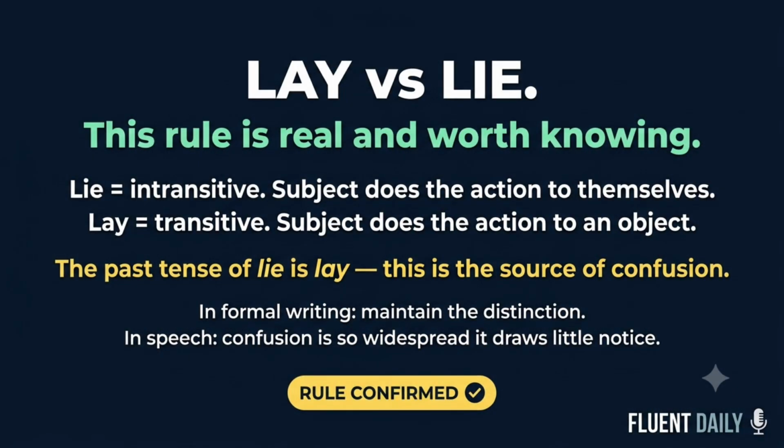Lie is intransitive. The subject does the action to themselves. Lay is transitive. The subject does the action to an object. The past tense of lie is lay, which creates the confusion. The past tense of lay is laid. In formal writing, maintaining the distinction signals careful, educated English. In speech, confusion is so widespread that it draws little notice. This is a rule worth knowing and keeping.